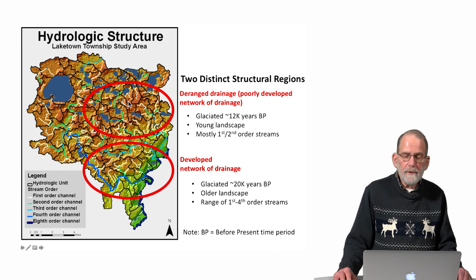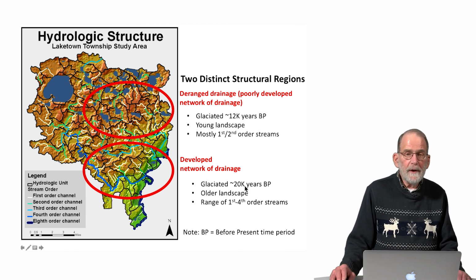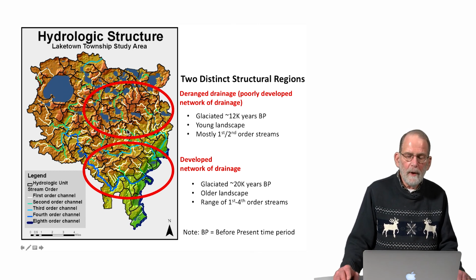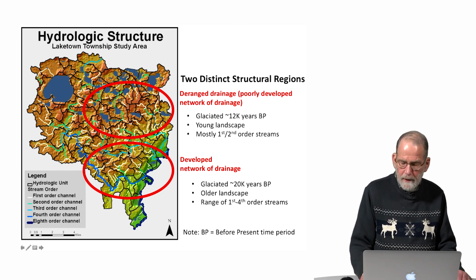The northern portion was glaciated about 12,000 years ago, so it's relatively speaking a lot younger. It's been out from underneath of the massive ice sheet for a significantly less amount of time than the part of the study area in the southern part, which was glaciated about 20,000 years ago. So this landscape is 8,000 years older than the landscape in the north. It's had 8,000 more years to develop a surface hydrologic network.